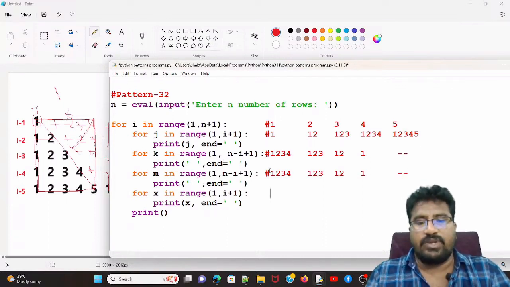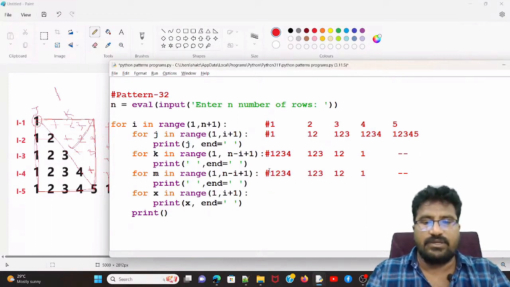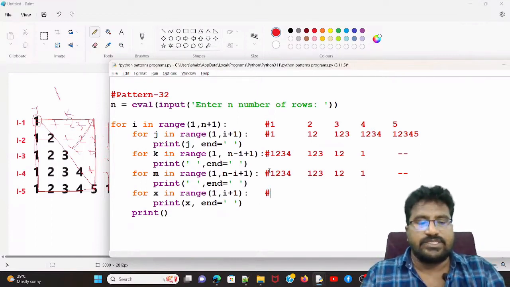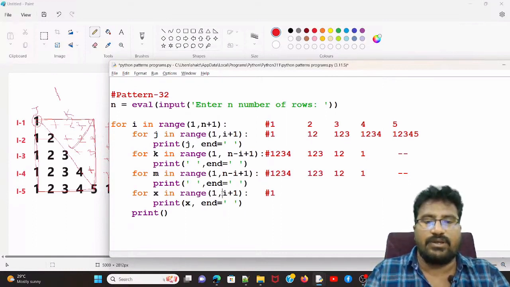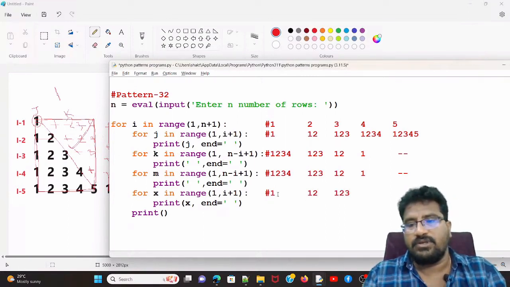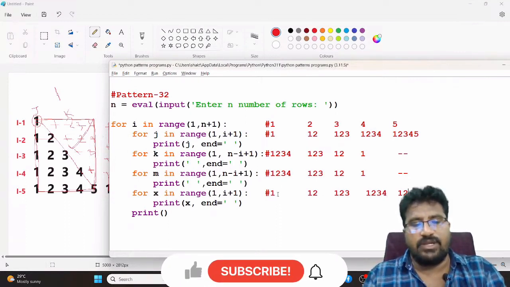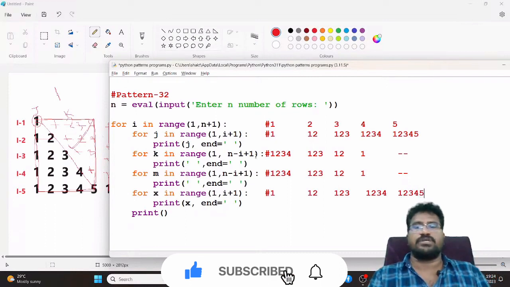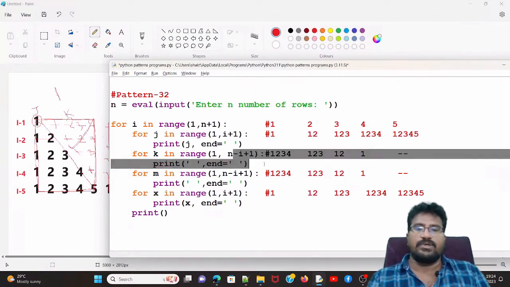Okay. Next, in case of x, when I value 1, x iterating only one time. When I value 1, 1 plus 1, 2, 2 before 1. So 1 to 1 means a one time iteration. Whenever I value 2, so 2 times only, 1, 2. Whenever I value 3, 1, 2, 3, 3 times. Whenever I value 4, 1, 2, 3, 4, 4 times. When I value 5, 1, 2, 3, 4, 5, 5 times. Means the x and the j same iterations, k and m same iterations, guys.